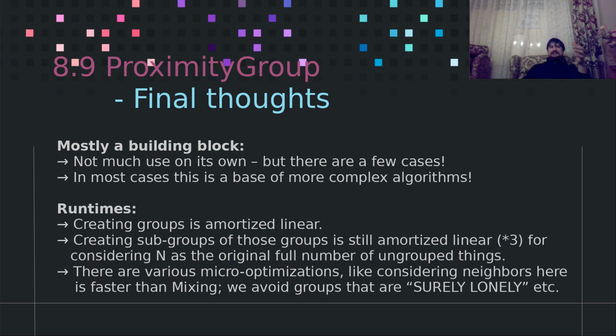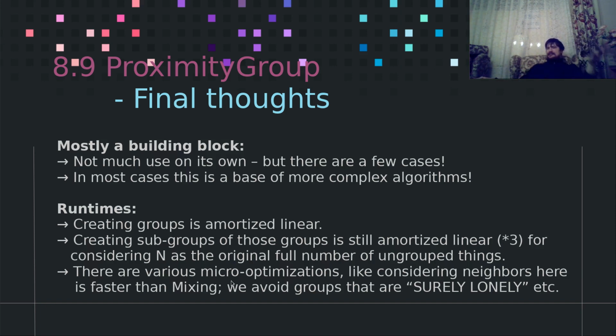So final thoughts, it's mostly a building block. Runtimes: creating groups is amortized linear because of the sorting, and if it's sorted, it's surely linear. Creating subgroups of those groups is still amortized linear to the original element number. Just it has this 3 times multiplier on it, and that is to be considered. And that multiplier happens because we duplicate data when we mix the neighbors together.